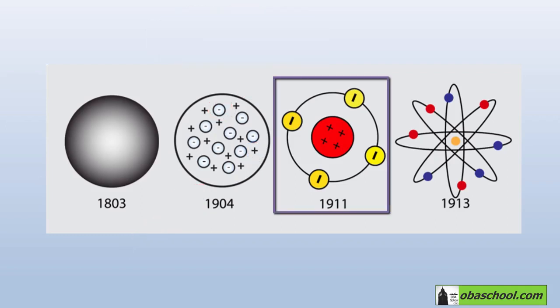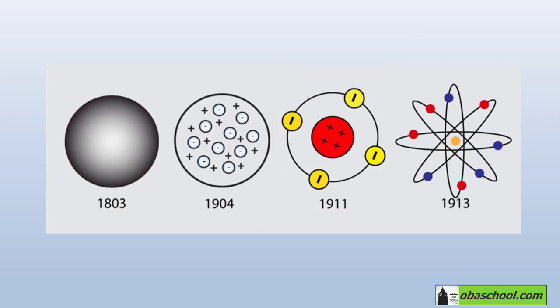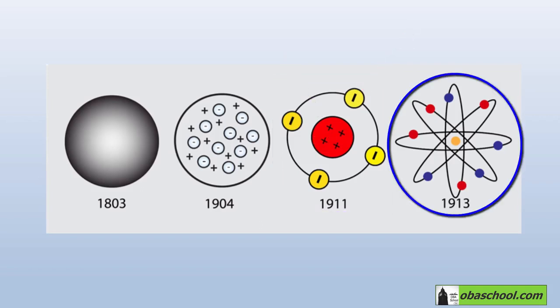Then in 1911, Rutherford discovered the presence of a nucleus which holds the positive charge, and it is in the center of the atom, whereas electrons will be orbiting around this nucleus. Later, between 1913 and 1914, Niels Bohr revised the atomic model and he found that electrons are orbiting around the nucleus in energy levels.